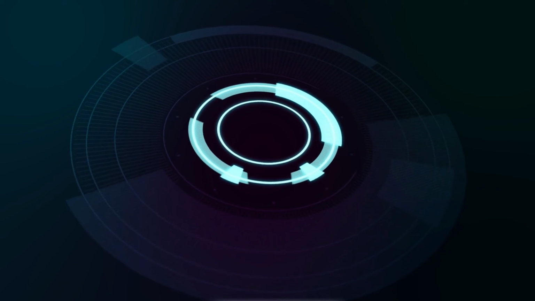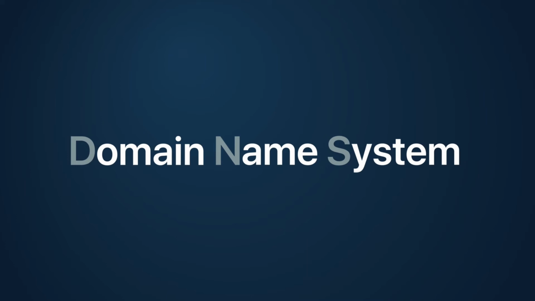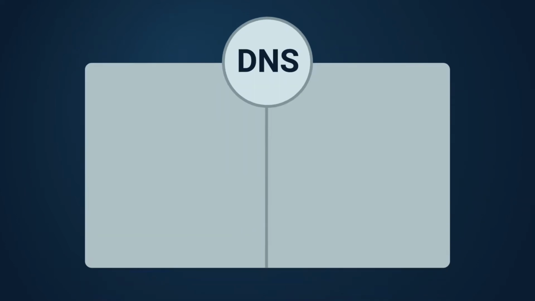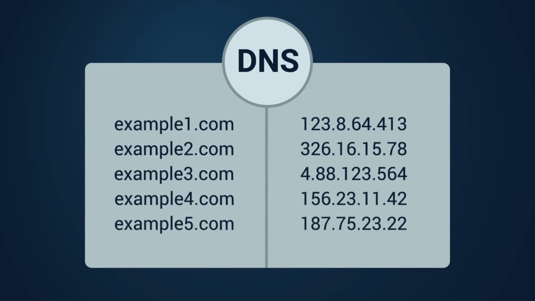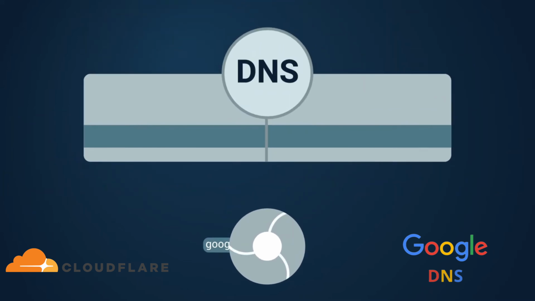Sometimes your internet feels slow, websites don't load, or apps stop working, even though your connection looks fine. In many cases, the problem isn't your internet speed, but the DNS your network is using. Your internet provider's DNS can be slow, unstable, or even block certain websites. That's why many users switch to public DNS services like Google DNS or Cloudflare DNS.